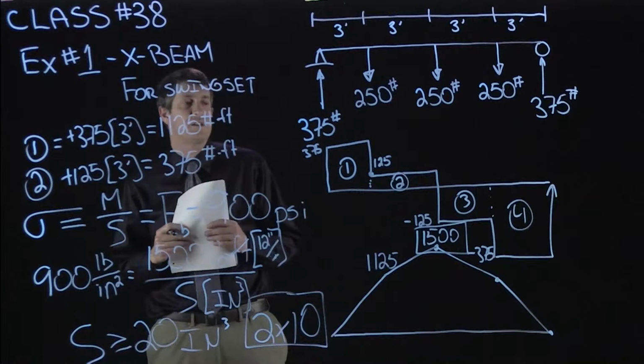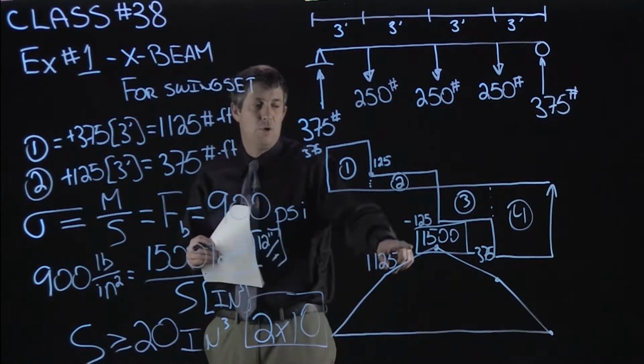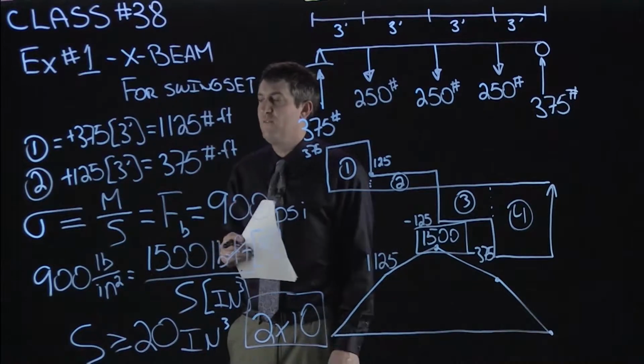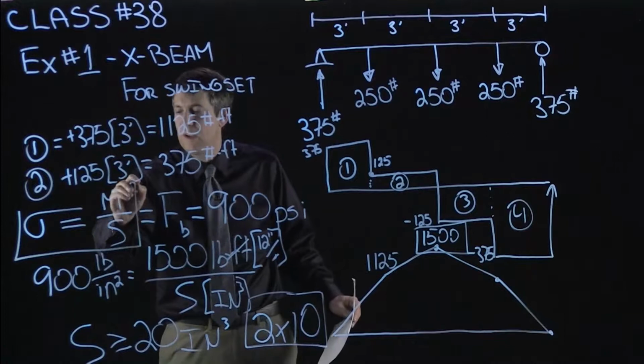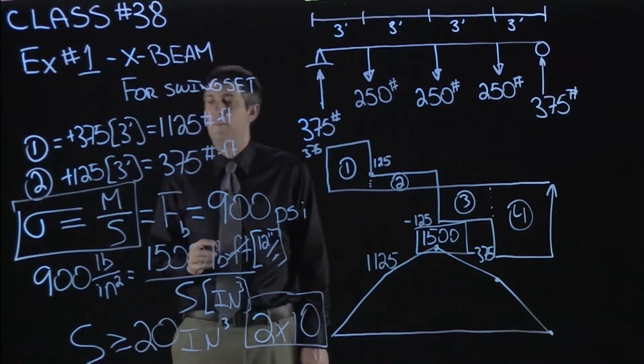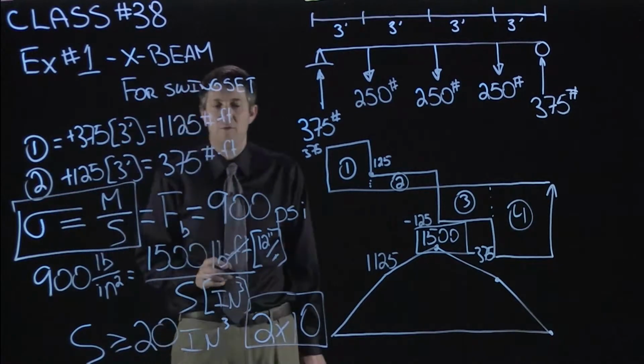But to summarize, we draw our shear diagram, we draw our moment diagram, we pick off the maximum moment value. We still use our original bending equation here, stress equals M over S. From there, we're given the stress of 900 psi.